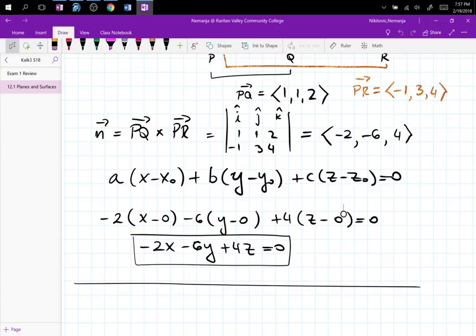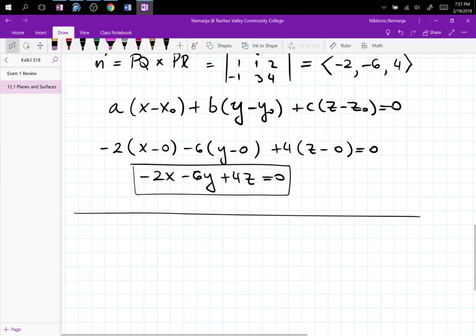So I could have, clearly, if I multiply this by −1, it's going to be (2, 6, −4). That's completely opposite here, right? Which would be PR cross PQ, the other way around. So now we know how to find the plane. We also know that it doesn't matter which of the normal vectors you use. There we go.